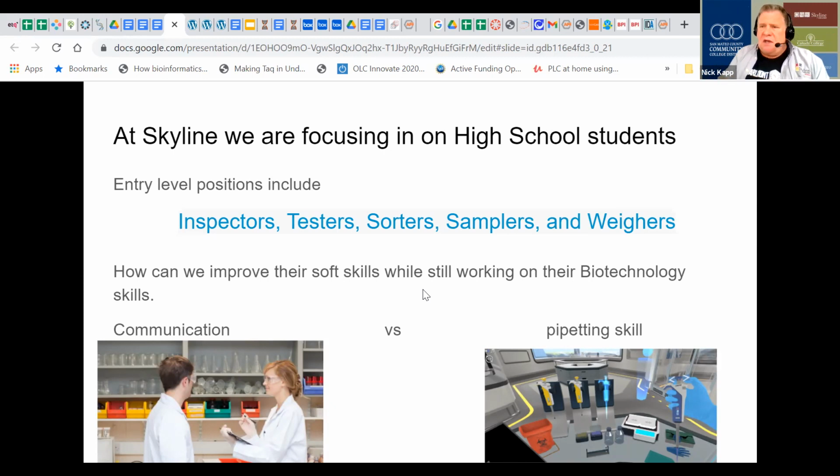We want to build on to give them more biotech skills, but also build on their soft skills. And basically what I wanted to say here is that a lot of these beginning jobs are sorters, testers, samplers, and weighers. They're actually looking at students to build up their soft skills. We're looking at communication. We're looking at critical thinking. We're looking at honesty.